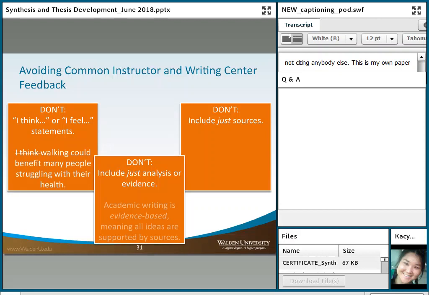Instead, you can just take that out. Instead of saying "I think walking could benefit many people struggling with their health," I can just write "walking could benefit many people struggling with their health." It's clear that this is what I think because I'm the one who's writing it.